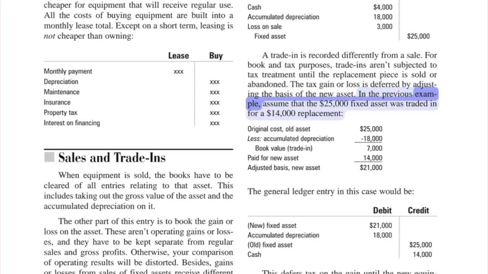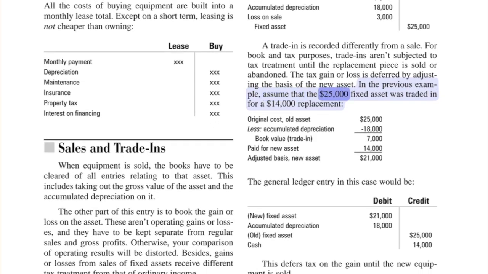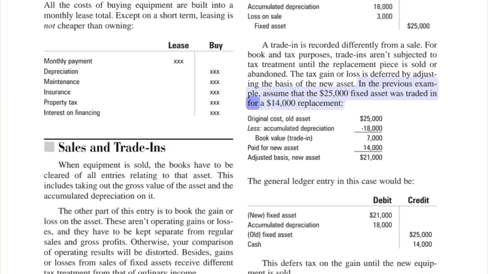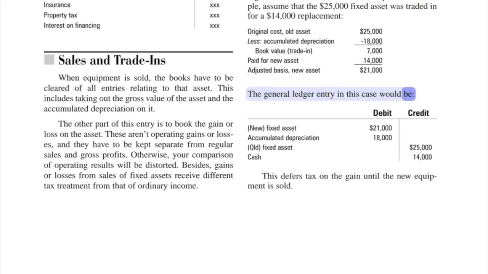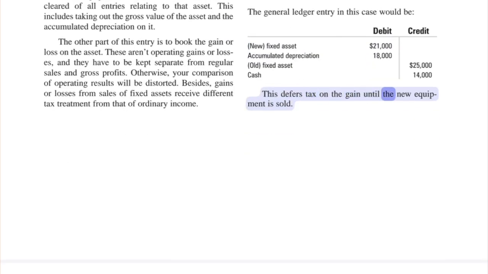In the previous example, assume that the $25,000 fixed asset was traded in for a $14,000 replacement. The general ledger entry in this case would be: this defers tax on the gain until the new equipment is sold.